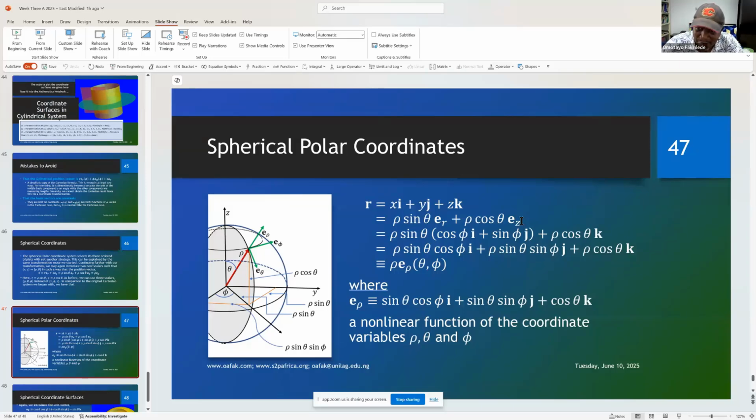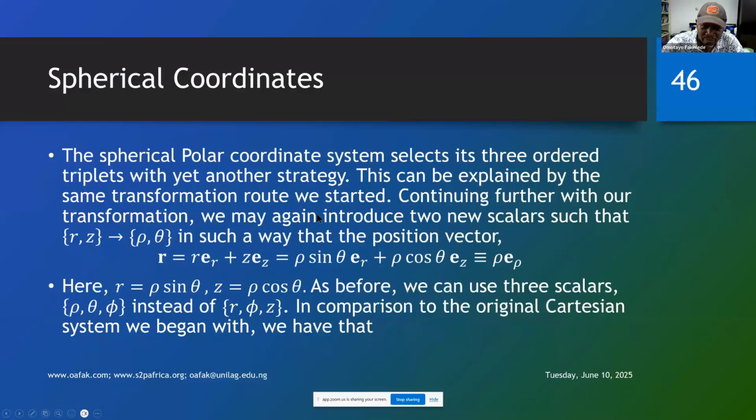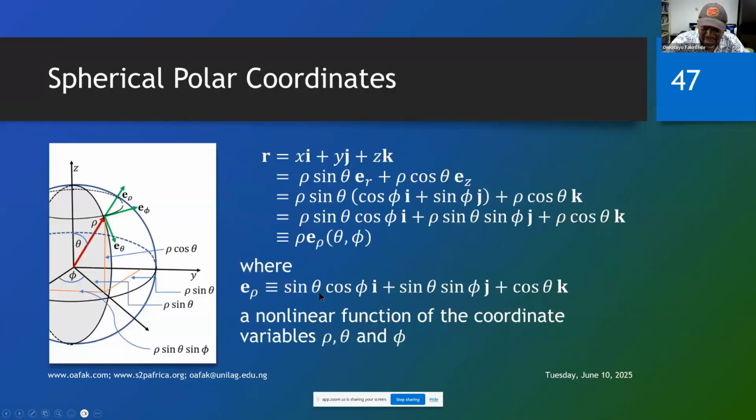You remember in the previous page, we said the transformation from cylindrical to spherical is R is equal to rho sine theta, Z is equal to rho cos theta. That's all. So where R used to be, you write rho sine theta, and where Z used to be, you write rho cos theta, because that's the transformation equation between the cylindrical and the spherical.